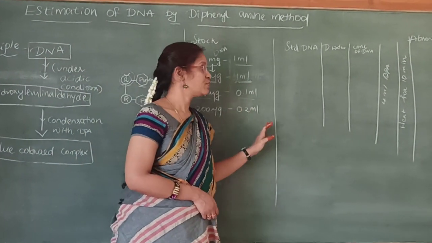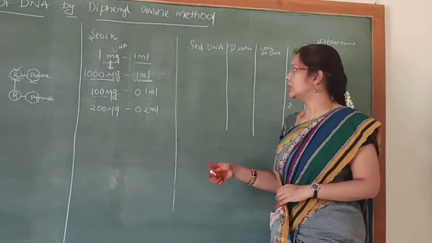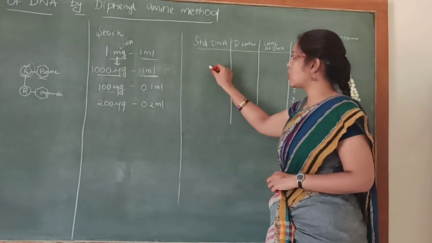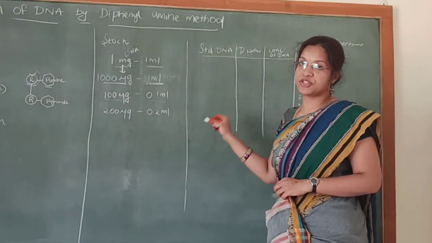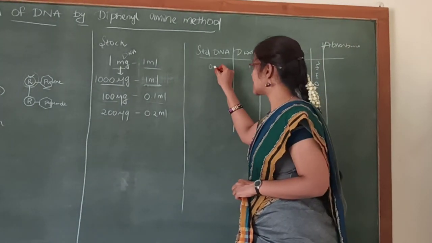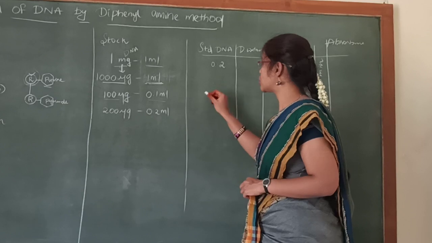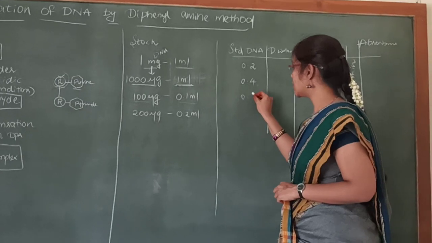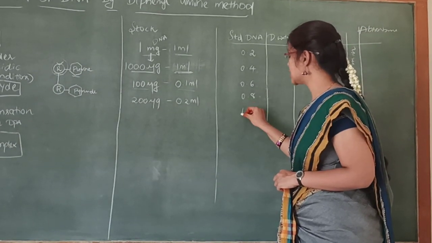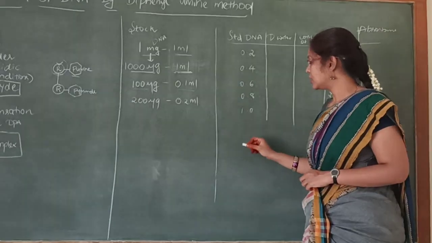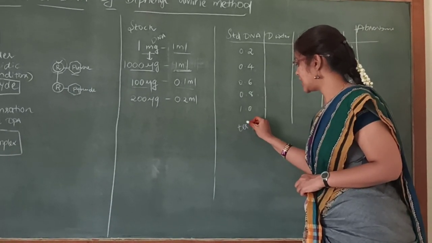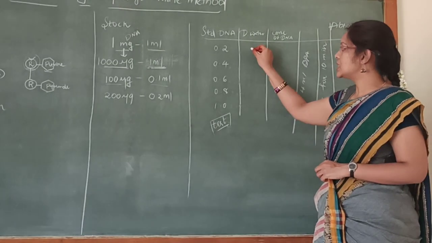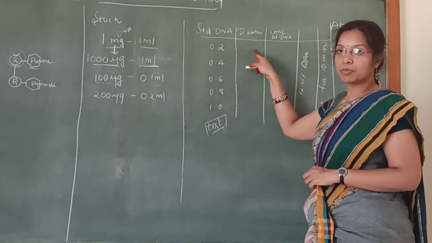Then, moving to the experimental portion, how you should conduct the experiment or how you should estimate is, you need to take different volumes of standard DNA. You should take something like this: 0.2 ml of stock DNA in one test tube, then 0.4, 0.6, 0.8 and 1.0. Then you will have your test, or the unknown solution of DNA given to you. Coming to the distilled water, you need to make it up to 1 ml.